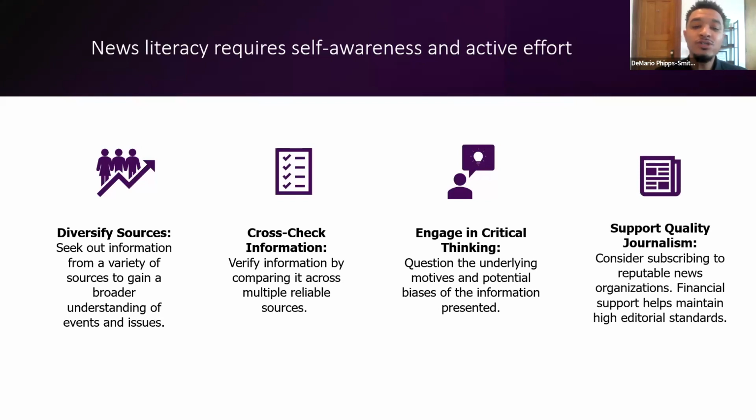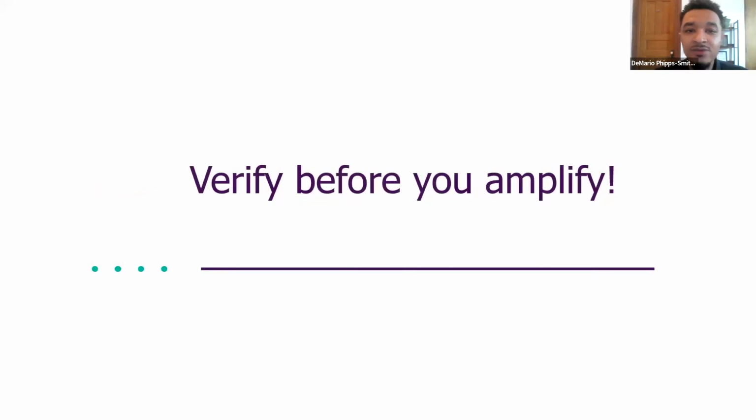And it's also important to support good quality journalism. Subscribe to local newspapers, subscribe to things that you consume that are newsworthy, right? Subscribe to the credible news sources that you trust. It is important that you lean into and be an advocate for quality journalism. And as always, verify before you amplify. Before you share something, verify it, right? Read other reports about it, cross-check it with other reporting to see if it's verifiable.